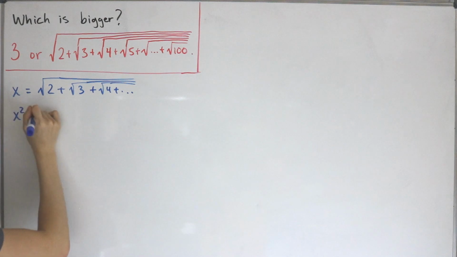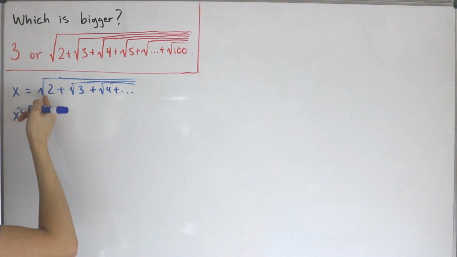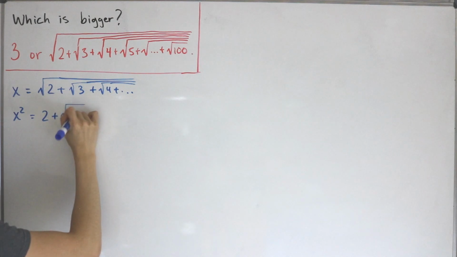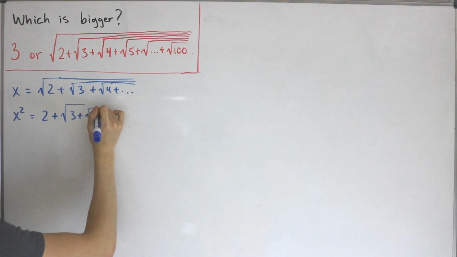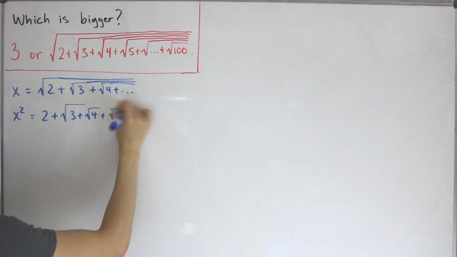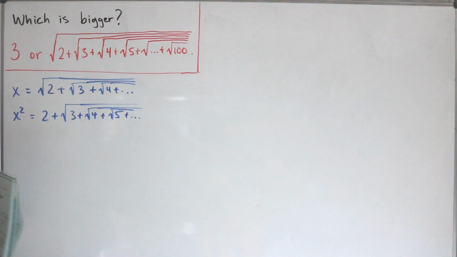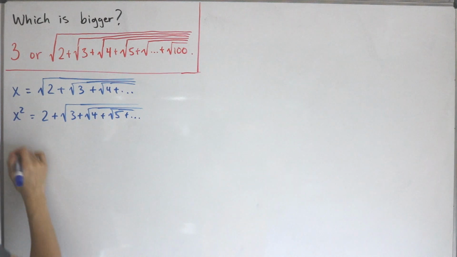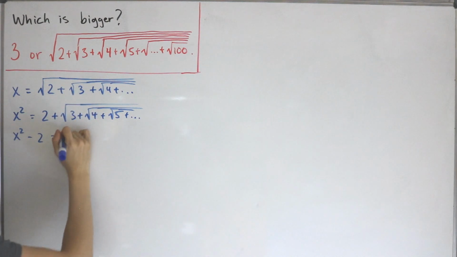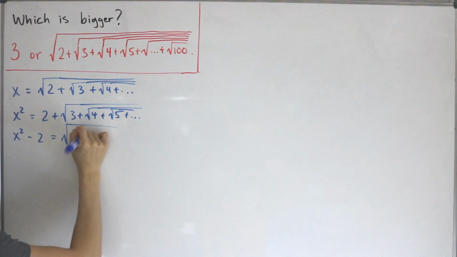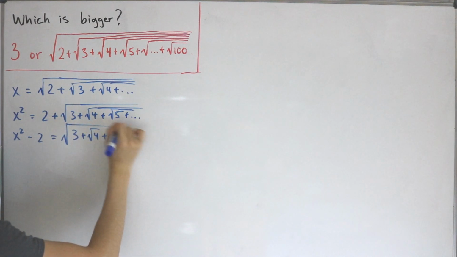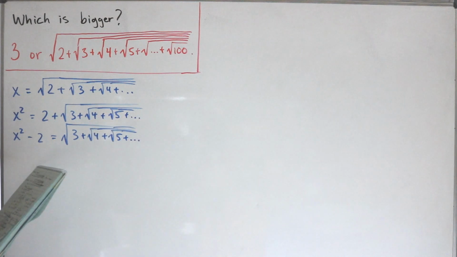So I have x squared, which gets rid of that radical over here. So 2, and then plus the square root of 3 plus the square root of 4, and then plus the square root of 5, and so on and so forth, continuing over here. Interestingly, if I do something a little different, I now have x squared, then subtract the 2, which is equal to the same thing over here: 3 plus the square root of 4 plus the square root of 5, and so on and so forth. Okay, so here's what we're going to do.